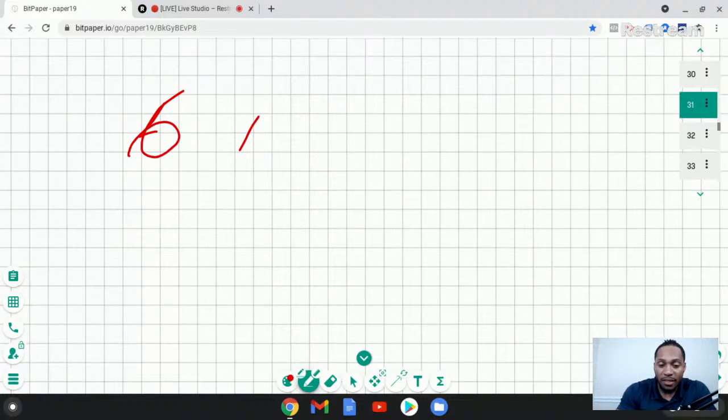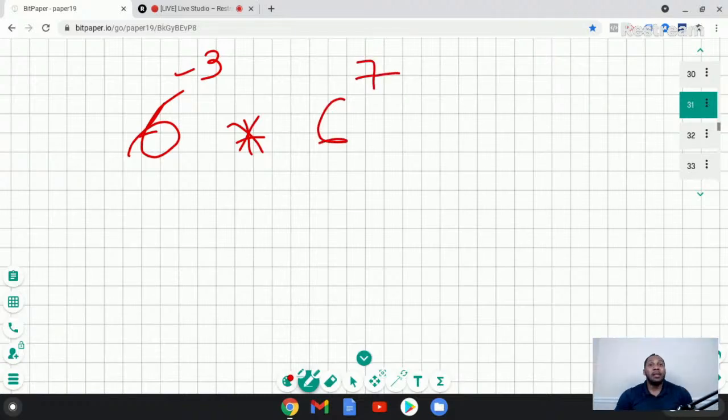So let's say we have 6 to the negative 3 multiplied by 6 to the 7th. Now, here's the deal. Because we already know the rule, all we have to do is just apply the rule. It doesn't say it only applies to positive numbers. It says if you have 2 numbers with the same base, and you're multiplying them, all you have to do is keep the base and add the exponents.